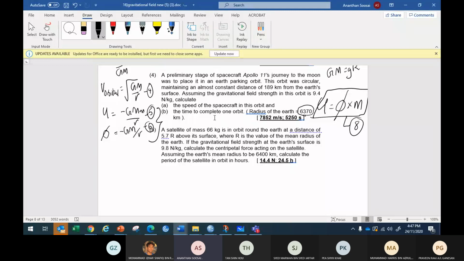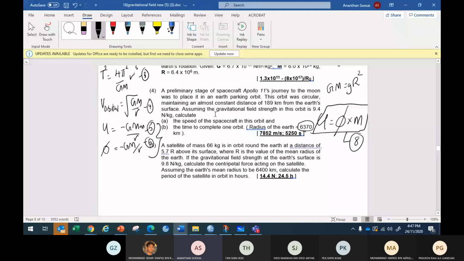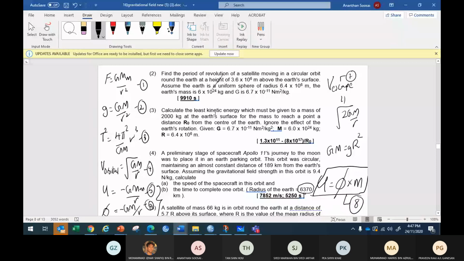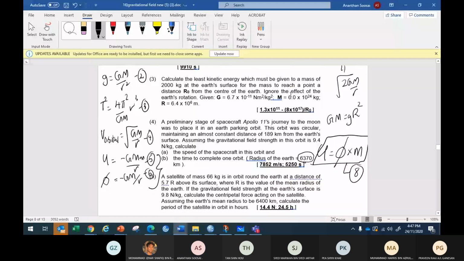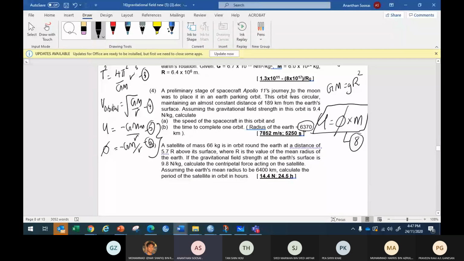So how do you do this? Which formula to be used? Which formula? Come on. So try to understand the question.